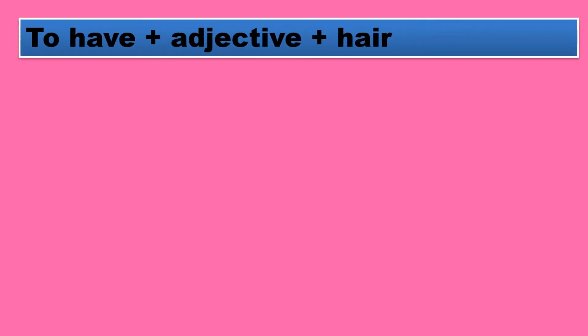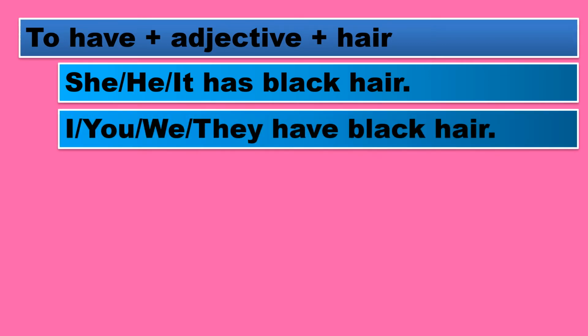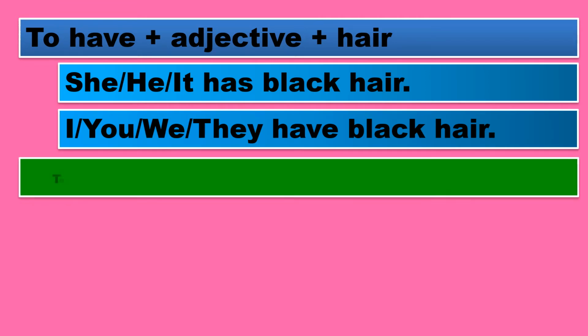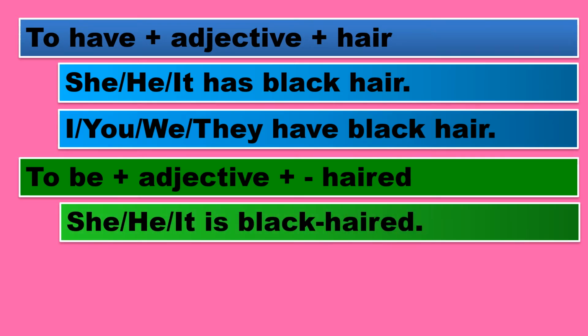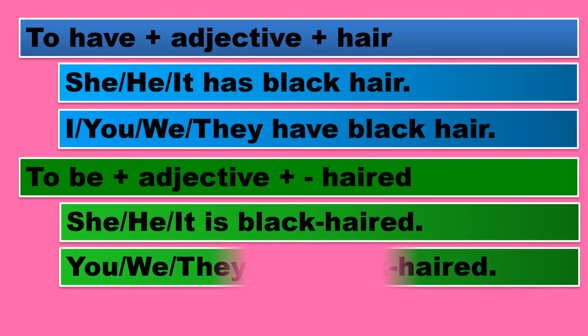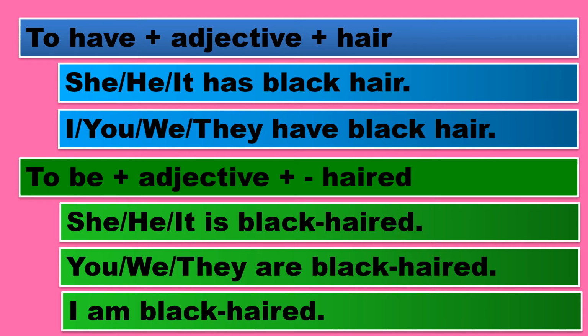There are 2 ways where you can describe hair color. The first one is to have plus adjective plus hair. Examples, you can say she, he, it has black hair. Or you can also say I, you, we, they have black hair. The second one that you may use in describing the hair is to be plus adjective plus dash haired. Example, you may say she, he, it is black haired. Or you may also say you, we, they are black haired. And if you're pertaining to yourself, you can say, I am black haired.